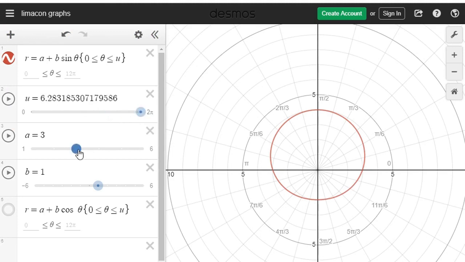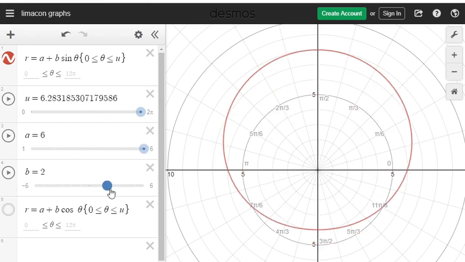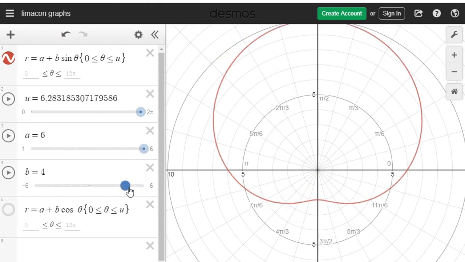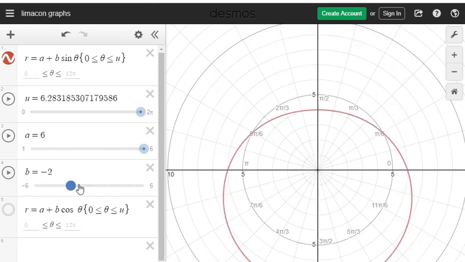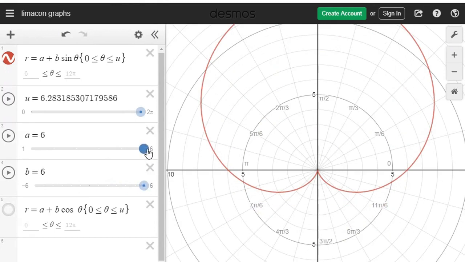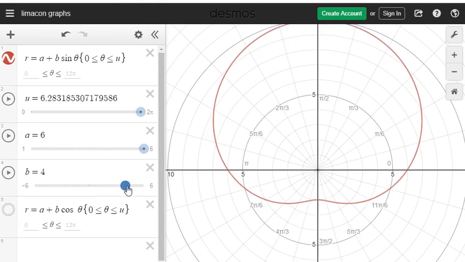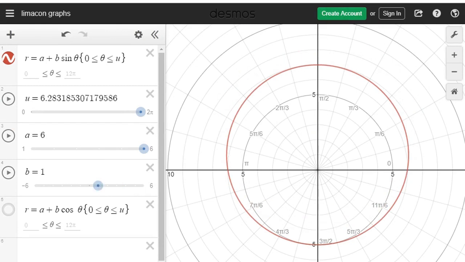It might be easier if we increase our A and B just to show you what it looks like. So if we have this situation, the bigger A is and the closer B gets to A, the more it looks like a dimple. Even though these are dimples, they're just really, really small dimples as you move along.